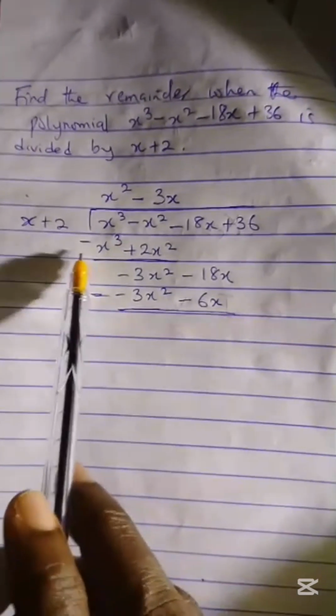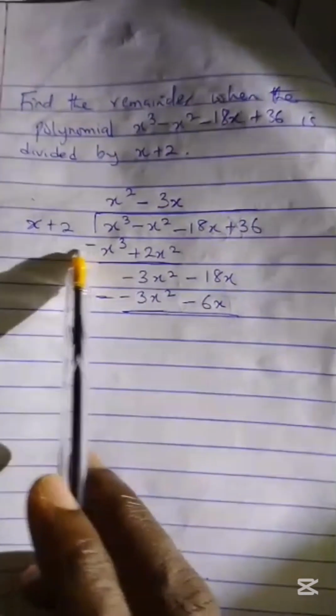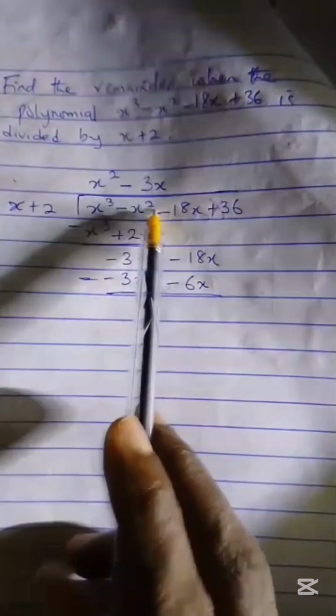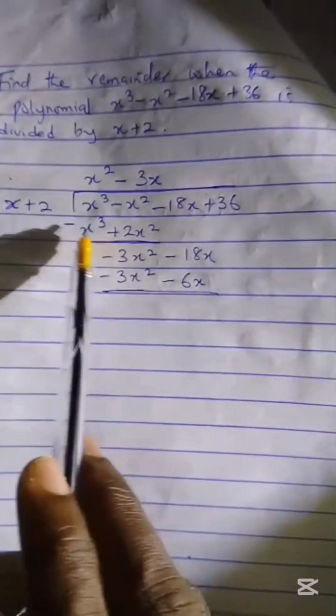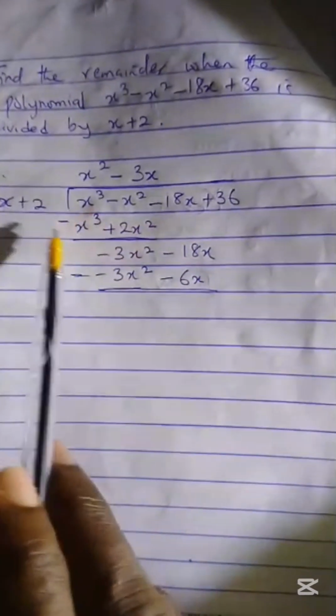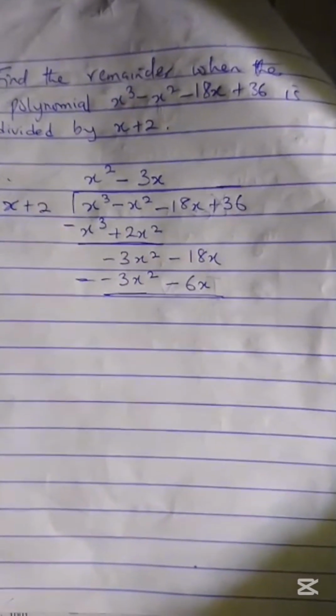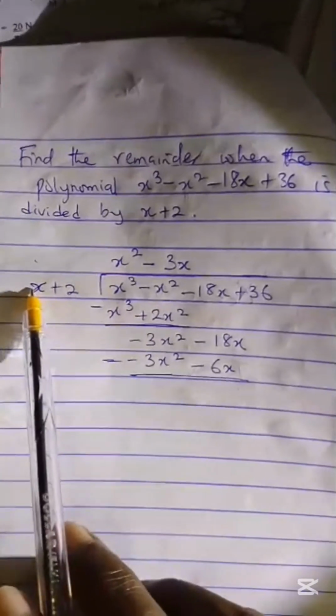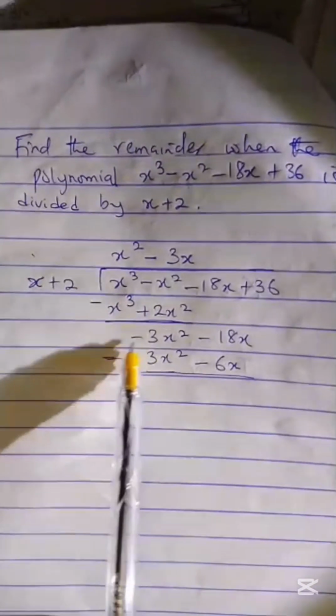The next step now is to subtract, just like you are doing long division. So x cubed minus x cubed is 0, minus x squared minus plus 2x squared, that's minus 2x squared, will give you minus 3x squared. So we have this now.